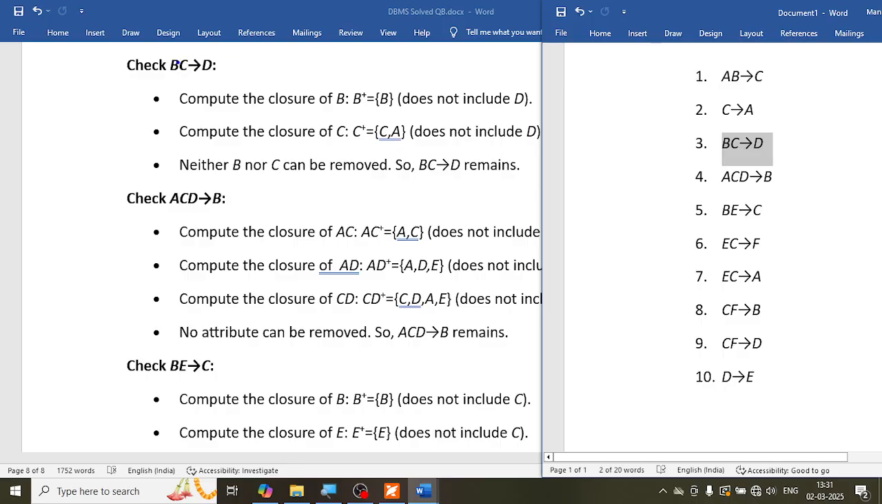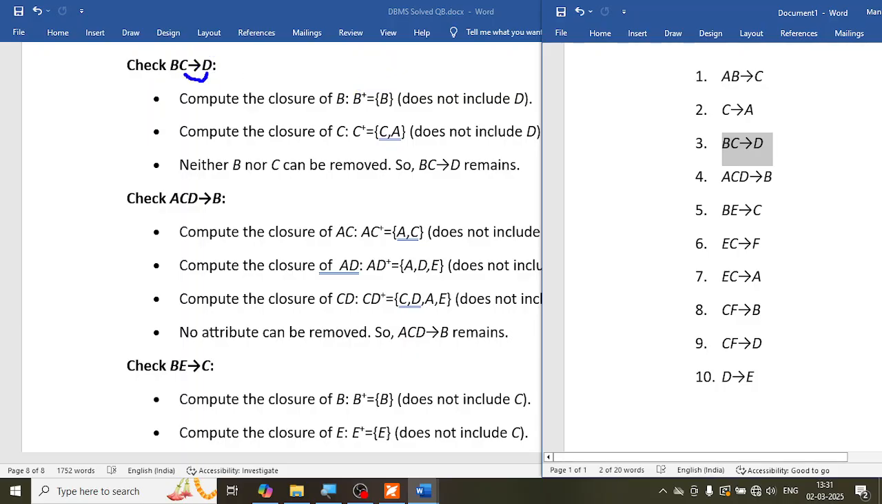So we try to find the closure of B. We know very well from B you can derive only B. We cannot derive anything else. In particular, we are interested in knowing whether B can derive D, which is not possible. So B cannot be eliminated.